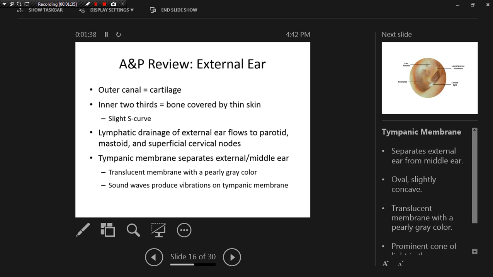The eardrum or tympanic membrane separates the external from the middle ear. And when we look at the tympanic membrane with an otoscope, it should be translucent, kind of shiny with a pearly gray color. In addition to being that separation between the external and the middle ear, it also allows sound waves to produce vibrations on it that are transmitted farther into the inner ear for the production of sound, all the way up through the auditory nerve, through our cranial nerve 8.